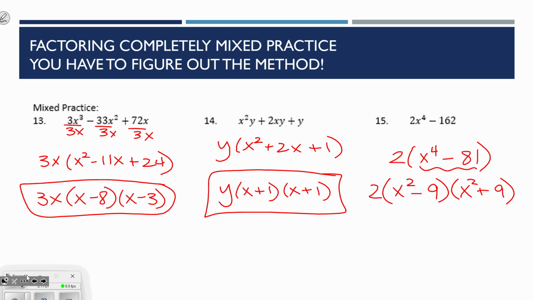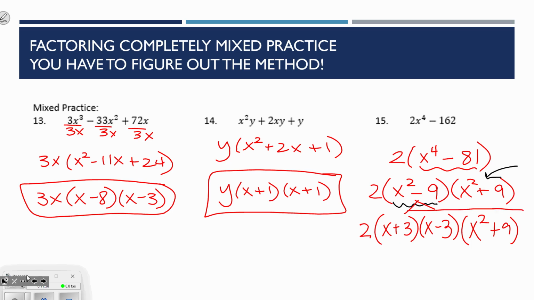But wait a minute. This is a tricky one. Because look, this is a difference of two squares again. This one here is not, because there's a plus sign in the middle. But this first term here can actually be factored again. So this is actually going to factor into 2 times x plus 3, x minus 3. And then the x squared plus 9 just comes down because that can't be factored anymore. So this is tricky. We actually factored this 3 times. Greatest common factor, difference of two squares, and then difference of two squares again.